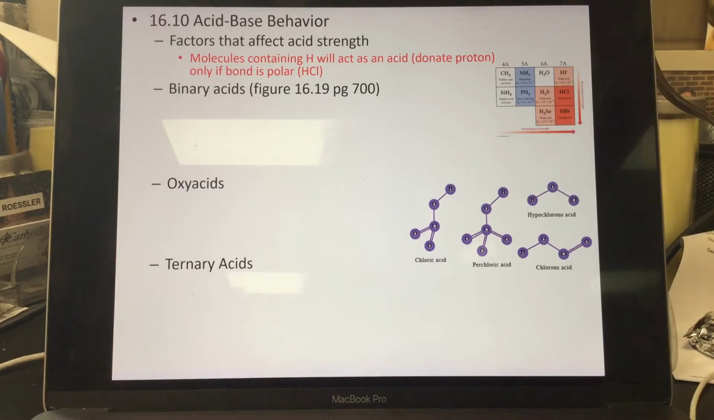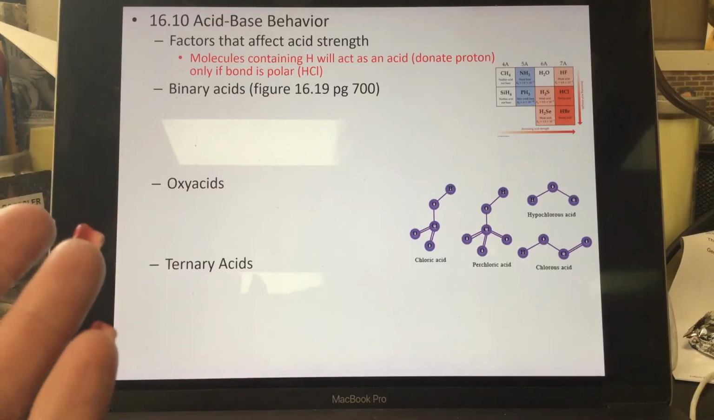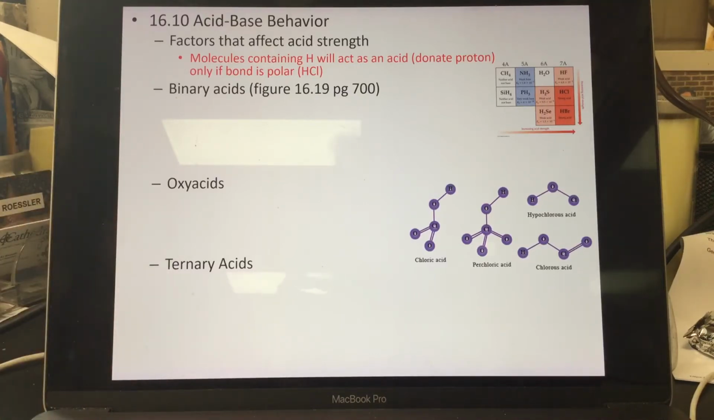So that's what we're going to be looking at, and here it shows that hydrochloric acid is considered a strong acid, but actually in terms of the other two binary acids, hydrobromic and hydroiodic, they are actually stronger acids than hydrochloric acid, and that's what we'll talk about here next.